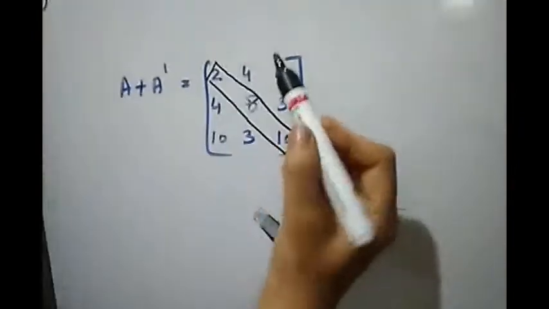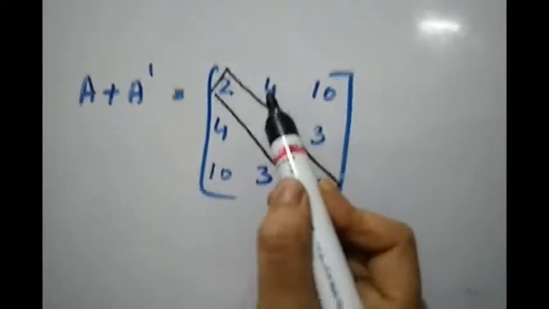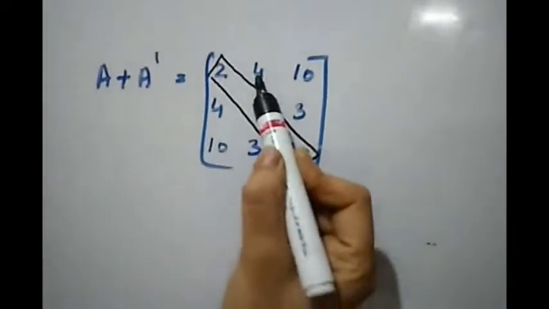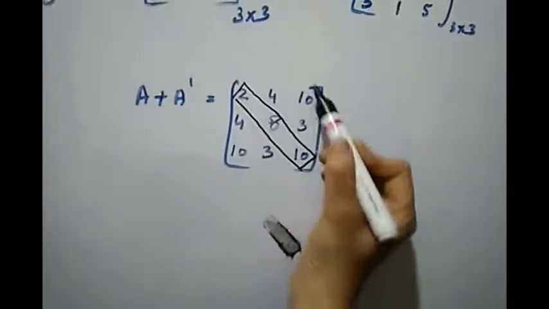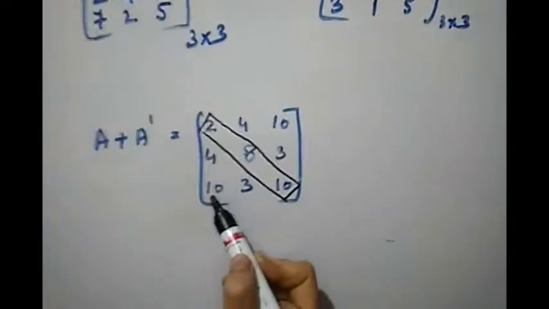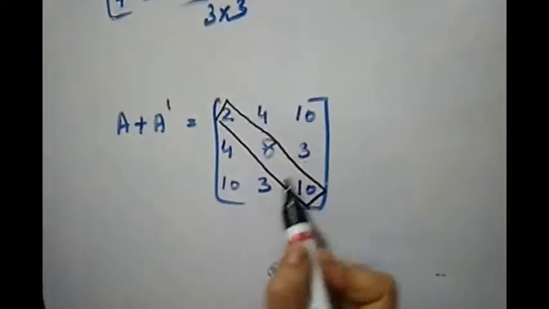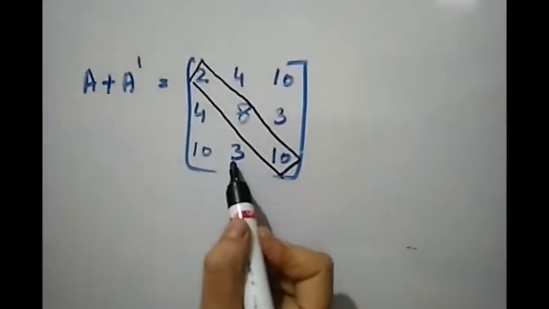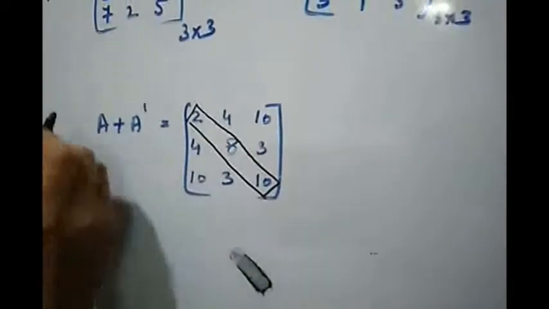when you compare, you can see the element in the first row second column is 4, then the second row first column is 4. The first row third column is 10, then the third row first column is again 10. Second row third column is 3, then third row second column is 3. That is, it is a symmetric matrix.